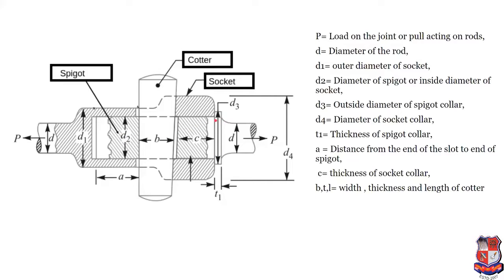D3 is the outside diameter of the pivot collar. D4 is the diameter of the socket collar. T1 is the thickness of the pivot collar. A is the distance from the end of the slot to the end of the pivot. C is the thickness of the socket collar. B is the width of the Cotter, and this width is a mean width because this one is a tapered side. T is the thickness of the Cotter, and L is the length of the Cotter.